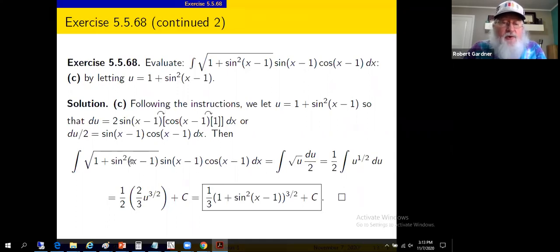We've got a square root of u here. This stuff is just du. Sine x minus 1 cosine x minus 1 dx, du over 2. So it becomes an integral of the square root of u, du over 2. Bring the 2 out front. Integrate u to the 1/2. I think we've done something like this before a couple times. Add 1 to the exponent, divide, simplify gives you 1/3. Substitute in the u value given here, and that's the same thing we got the other 2 times.